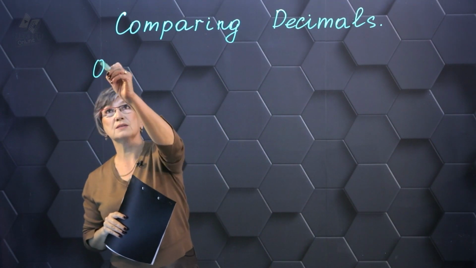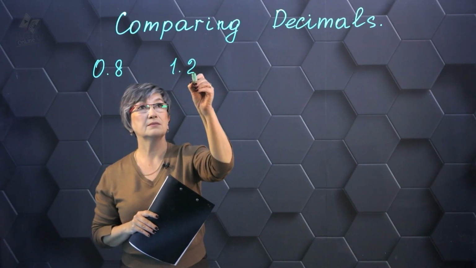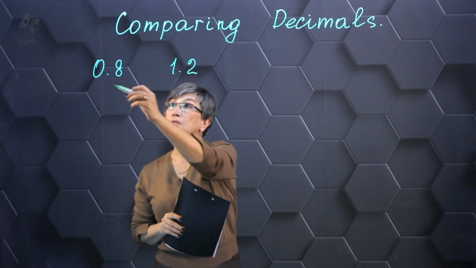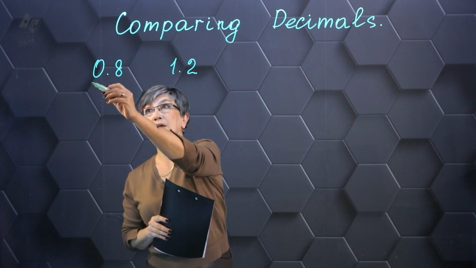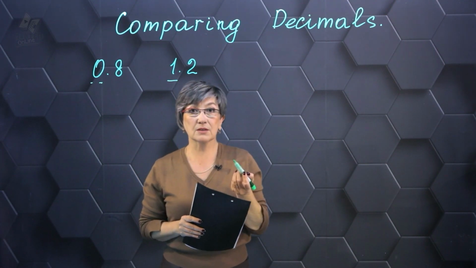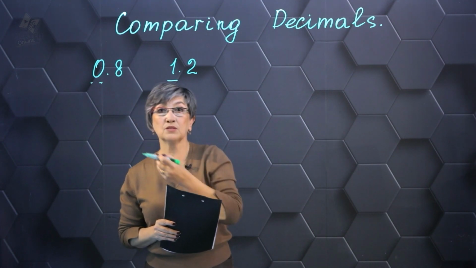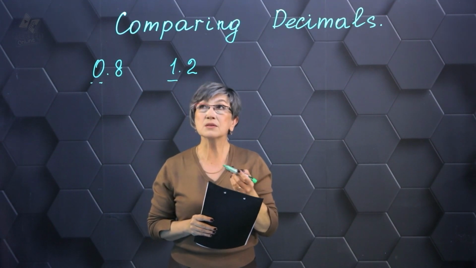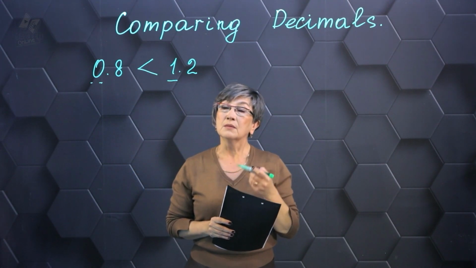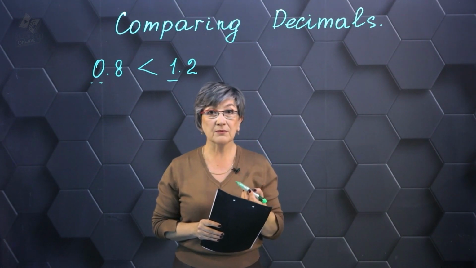I need to compare 0.8 and 1.2 tenths. First we're going to compare the whole part. That is, this number contains 0 integers and this number contains 1 integer. But we realize that 1 integer is certainly greater than 0 integers, so I put the greater sign. If the whole parts of the decimals are equal, then I'll compare the fractional parts of those numbers.